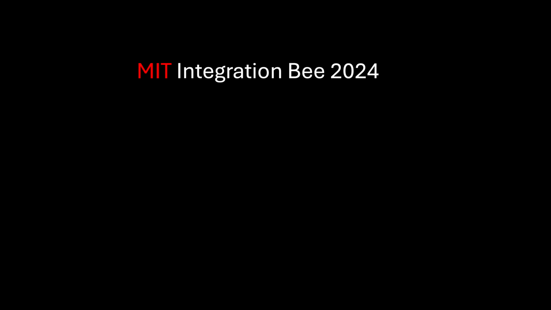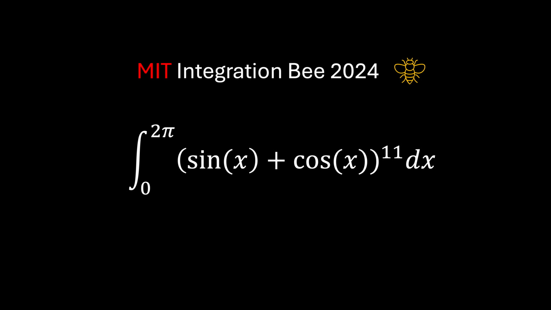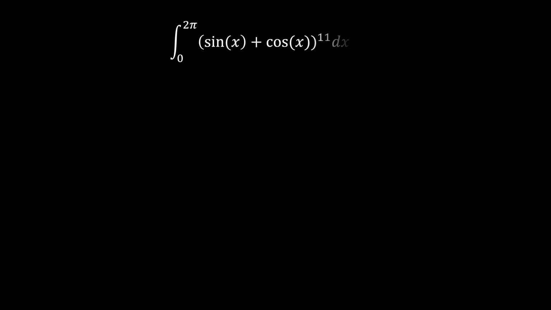Hi, in this video, we are going to talk about this MIT Integration Bee problem 2024. This is a definite integration from 0 to 2 pi of the function (sin x + cos x) to the power 11. When I look at this integration, it's very hard for me to solve it by some kind of substitution. It's going to be very difficult. I can't even expand it, since it's to the power 11, or do anything else.